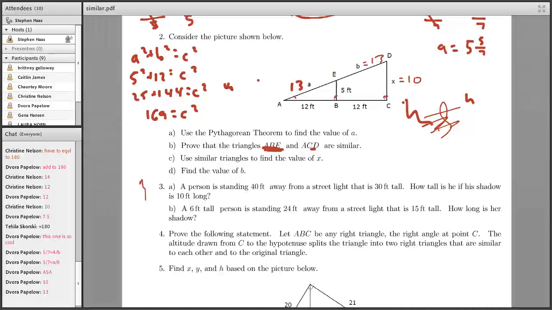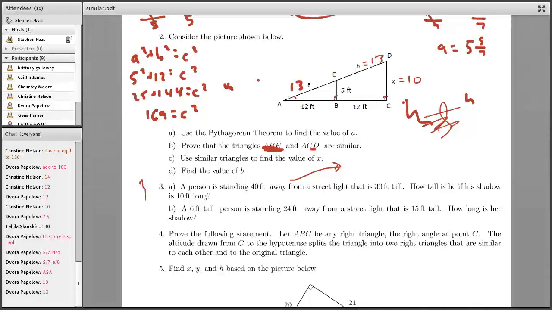Okay, number 3. A person is standing 40 feet away from a streetlight that is 30 feet tall. How tall is he, if his shadow is 10 feet long? Can we set up a proportion to do number 3? Let's do number 3 over here. What would our proportion be? What's the ratio that we know of from the streetlight? And how does that apply to the person?